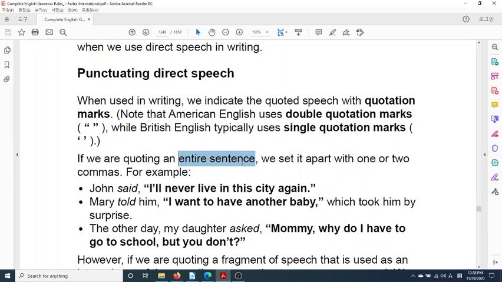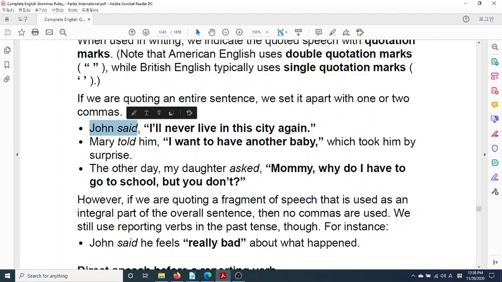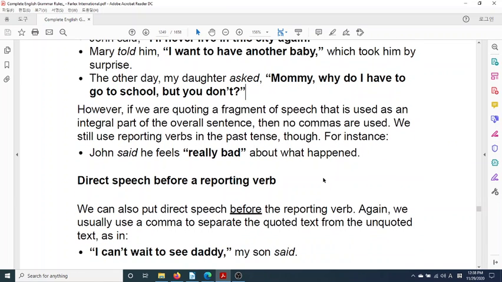If you're quoting an entire sentence, we set it apart with one or two commas. John said, "I'll never live in this city again." Mary told him, "I want to have another baby," which took him by surprise. The other day, my daughter asked, "Mommy, why do we have to go to school, but you don't?" However, if we are quoting a fragment of speech that is used as an integral part of the overall sentence, then no commas are used.